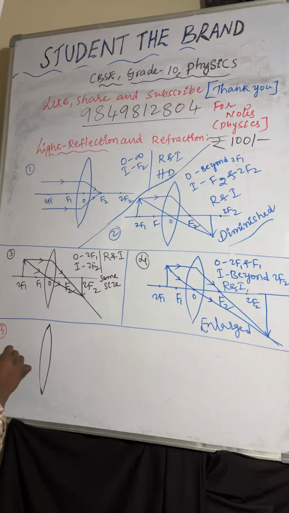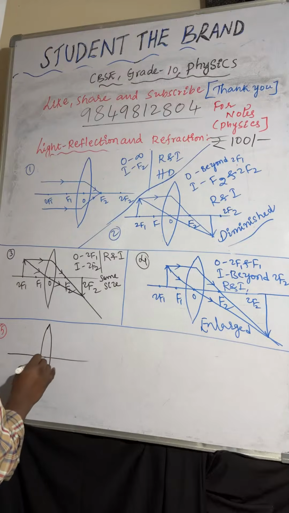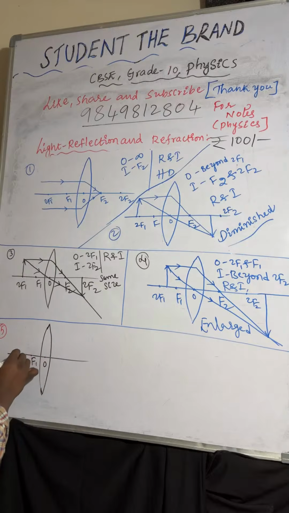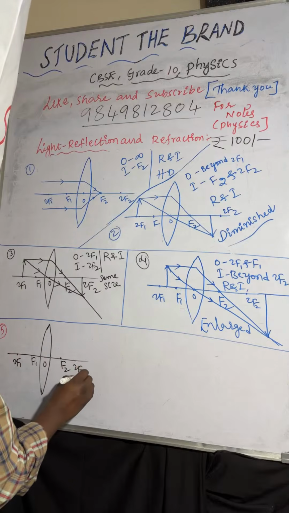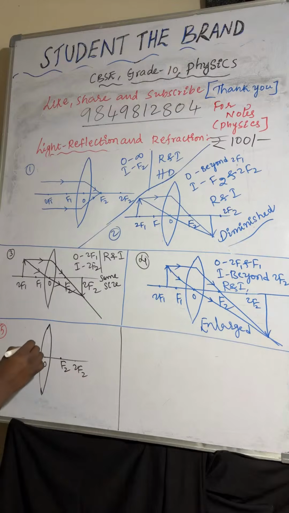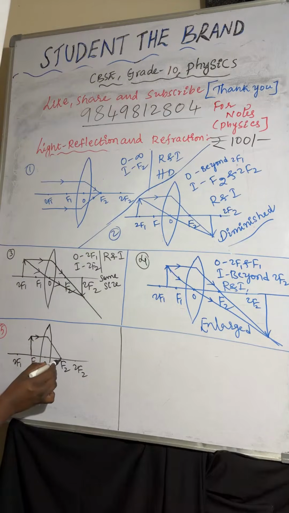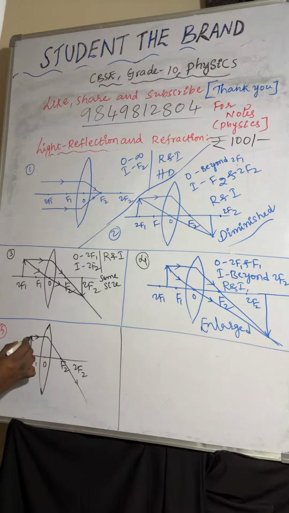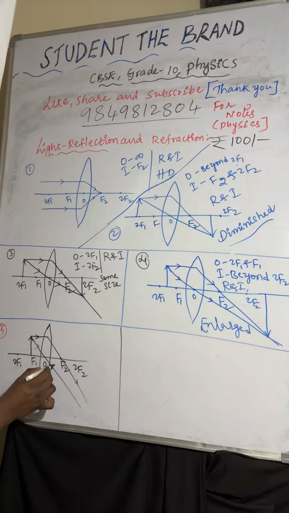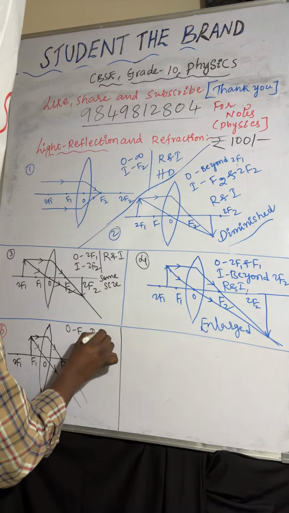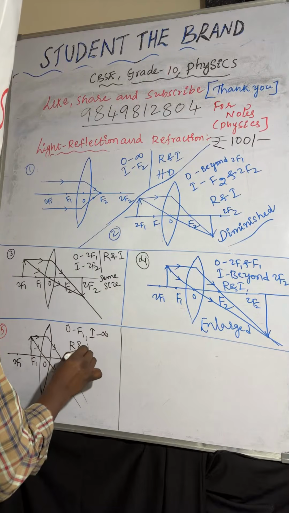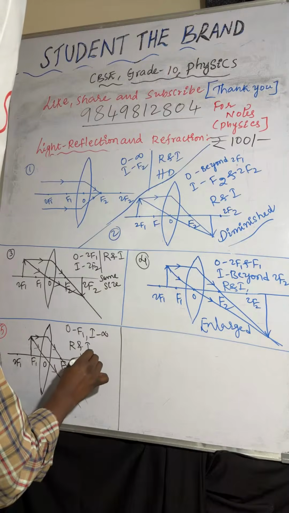Okay, so now fifth one. So here, optic center, F1 to F1, F2 to F2. Object is placed at F1. So one light ray I am taking like this. It passes through focus. Another light ray is passing through optic center. So image will form. Object is at F1, image is forming at infinity. Nature of the image is real and inverted. Size of the image is highly enlarged.